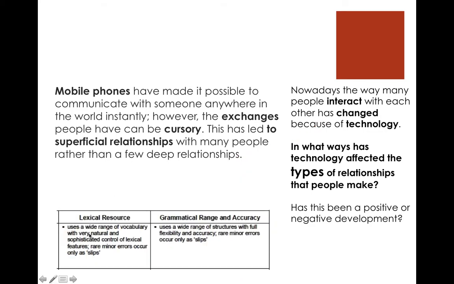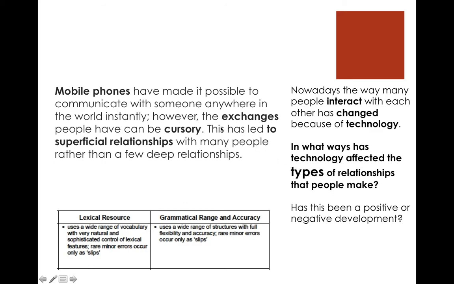Let's take a look at wide range of vocabulary. Again, this is 9. Cursory, superficial, instead of, well, this just says types, so we're telling you the types. Mobile phones instead of technology, not great. Exchanges, really good. Instead of change, we have exchanges. Implied, so there's some good language in there. Very natural. We're not forcing the language in there. But these keywords that are answering this question are band 9 words.